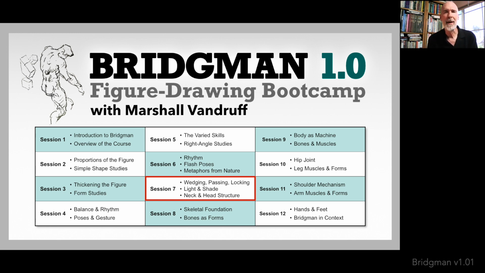The second issue about light and shade is that it creates a graphic pattern apart from whether it looks real or not. Artists can design that pattern apart from the rendering. Bridgman reminds us to look for patterns of on-off that create what he calls rhythm in a drawing. And we'll spend a little time on neck and head structure. Let's look at Session 7 projects.